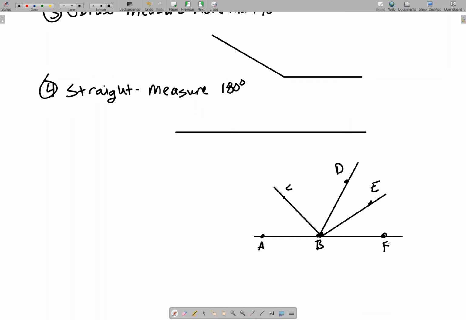So to start out, I'm going to say that ray BC, an endpoint, and then goes on forever, bisects angle ABD. Now what it means to bisect, and we talked about this a bit with line segments, but with angles, a bisector splits an angle into 2 equal sections. So that means that angle ABC is congruent to angle CBD.